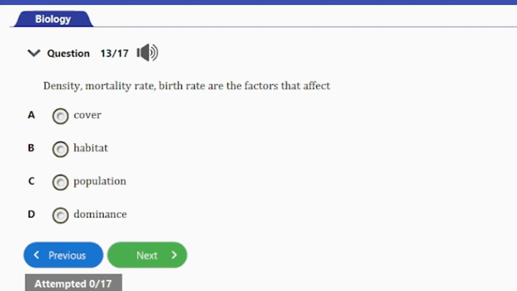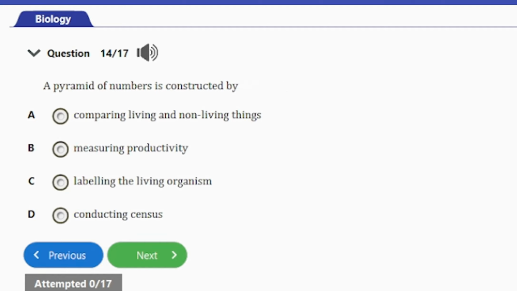Question number 13 here. It says, density, mortality rate, birth rate are the other factors that affect A, cover, B, habitat, C, population, and D, dominance. So guys, the answer to this question is option C here, and that's population. So that's it for that question. Let's consider the next question.